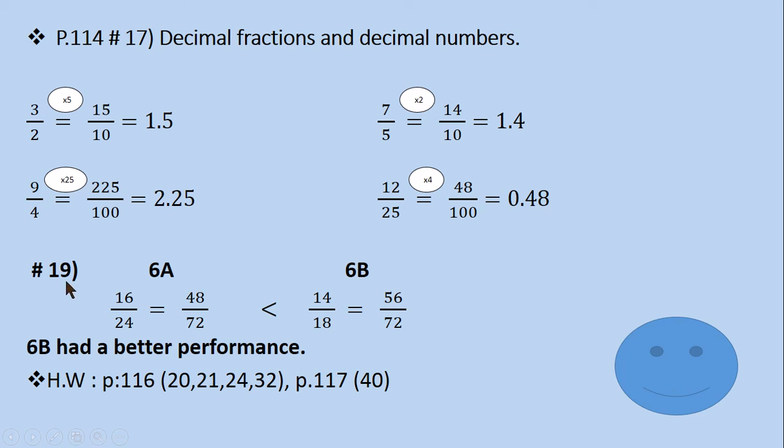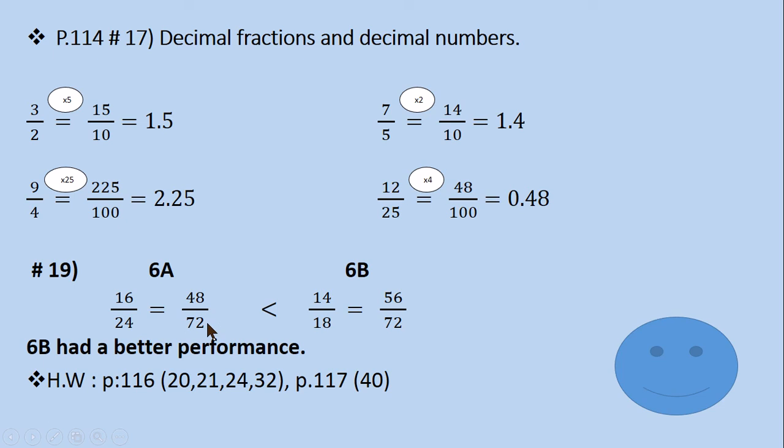Now for number 19. We have two classes, 6A and 6B. And here we have these students, 16 out of 24 for class A and 14 out of 18 for class B. Now, to compare them and to find which class had a better performance, we need to make the same denominator. Then 24 and 18, we find their multiples, and the common multiple is 72. Then we find the new numerators. Of course, before this, we say 72 divided by 24, and the answer is multiplied by 16. The same is here.